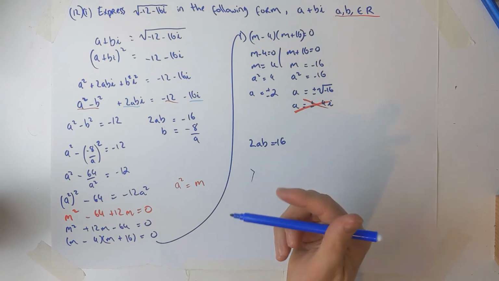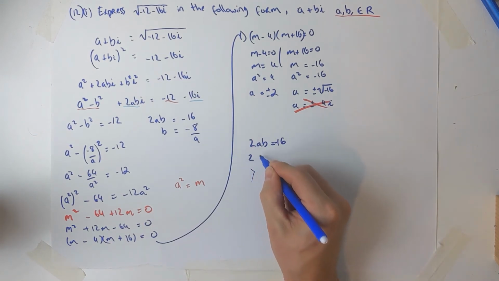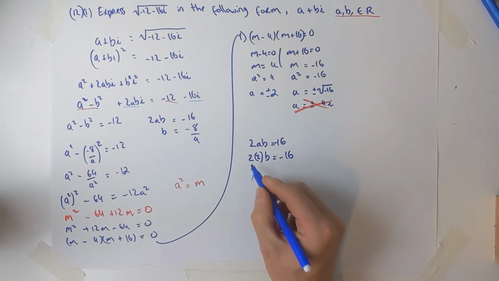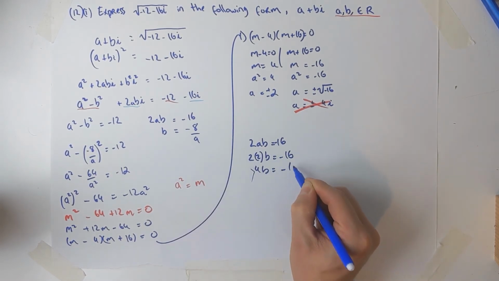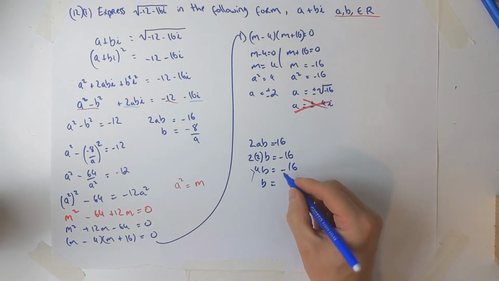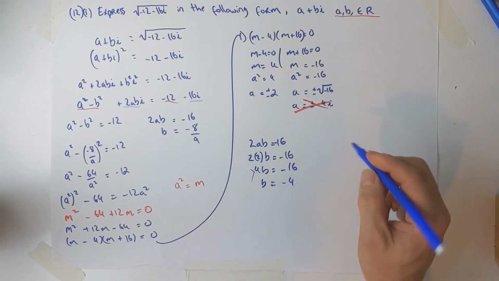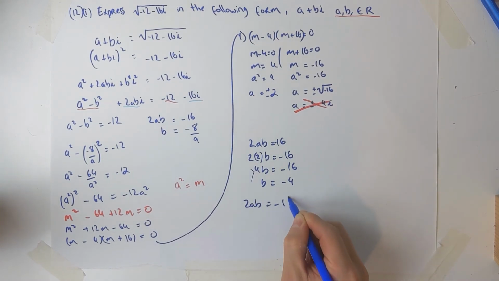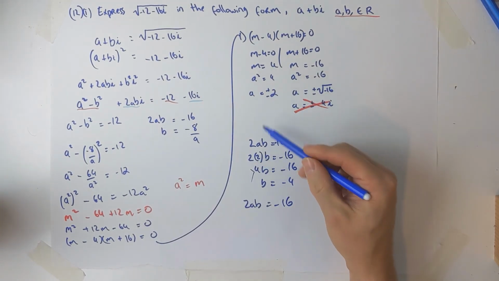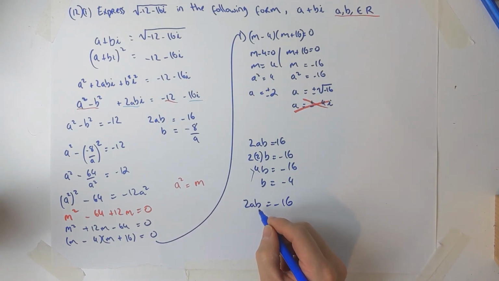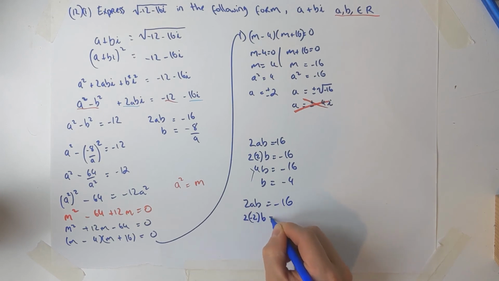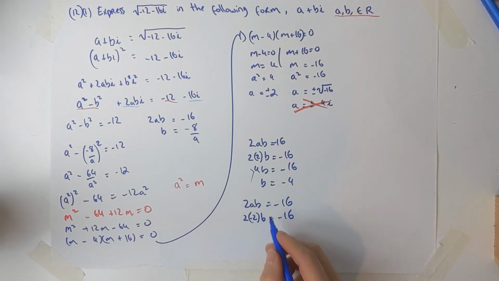So I'm going to go with a is equal to 2 first of all. So that's 2 times 2 by b is equal to minus 16. That's giving me 4b is equal to minus 16, or b is equal to minus 4. And my other 2ab equals minus 16. This time I'm going to put in the minus 2. So that's giving me 2 times minus 2 by b is equal to minus 16, which is giving me minus 4b is equal to 16, which gives me b is equal to 4.